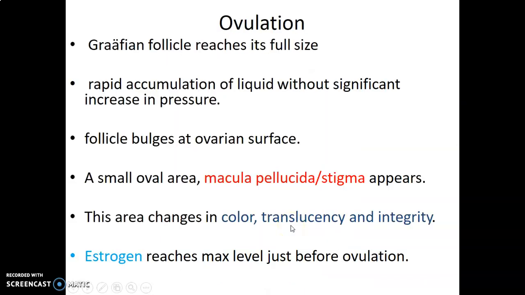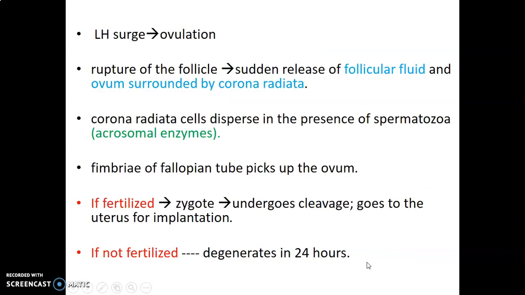So what happens during ovulation? The Graafian follicle reaches its full size. There's rapid accumulation of fluid without significant increase in pressure. The follicle then bulges at the ovarian surface to form a stigma. So the small oval area called the macula pellucida or stigma appears where the follicle is bulging on the ovarian surface. This area will change in color, translucency, and integrity. And when estrogen reaches the maximum level just before ovulation, there will be an LH surge to cause ovulation.